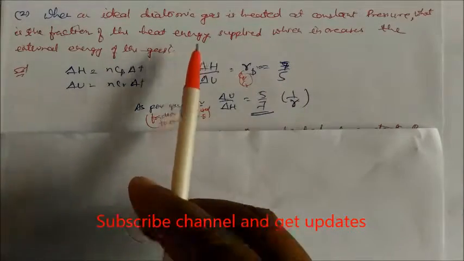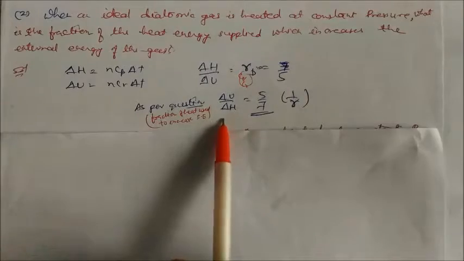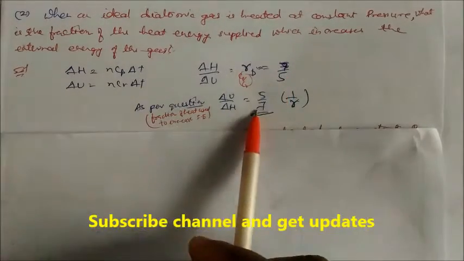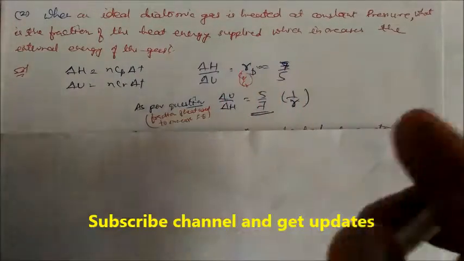But they are asking for the fraction of heat energy supplied which increases the internal energy of the gas, meaning delta U by delta H, because the fraction is used to increase the internal energy. So we will take the reverse of this, that is 5 by 7, so 1 by gamma. This is the answer to this question.